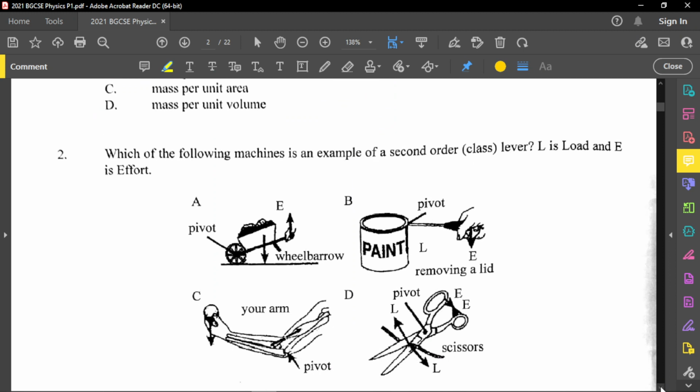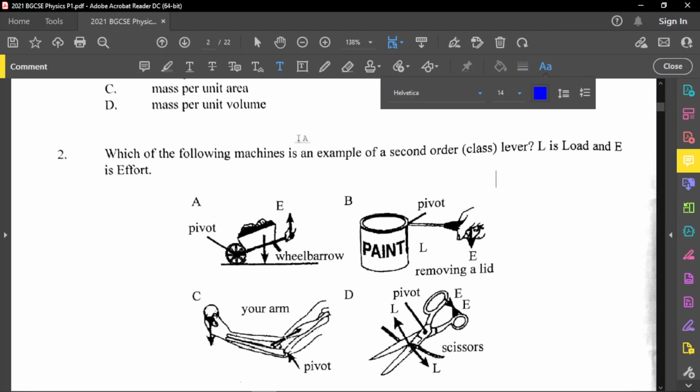Let's look at question number two. In question number two, it says, which of the following machines is an example of a second order or second class lever? And so L is the load and E is the effort. And so quickly, let me remind you again about something that you need to remember to classify levers, whether it be first or second class, and it is FLE. And FLE is based upon what is in the middle. And so in the same order, if the fulcrum is in the middle, then it is a first class lever. If the load is in the middle, then it is a second class lever. And if the effort is in the middle, then it is a third class lever.